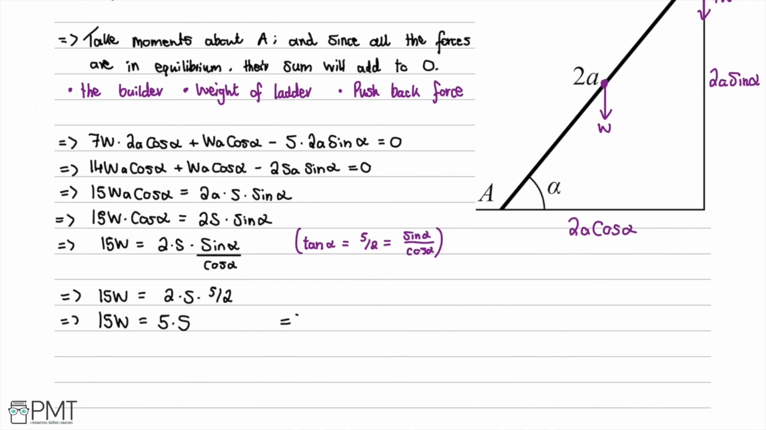So therefore, we can then divide both sides by 5. And that gives us that the force S, which is the reaction of the wall on the ladder B, we will have that it is going to be equal to 15 over 5, which is 3W. And therefore, we've completed the question as this was what was required.